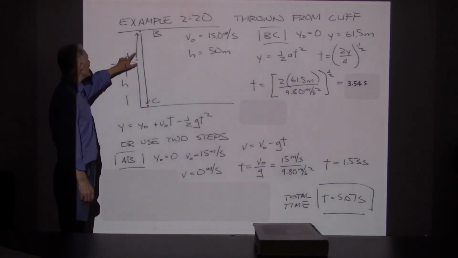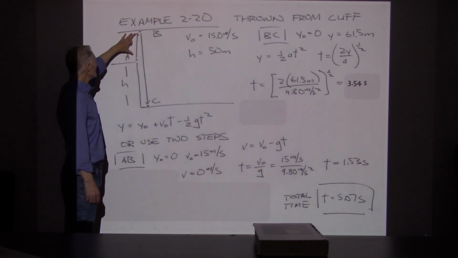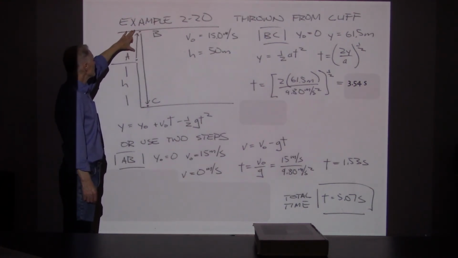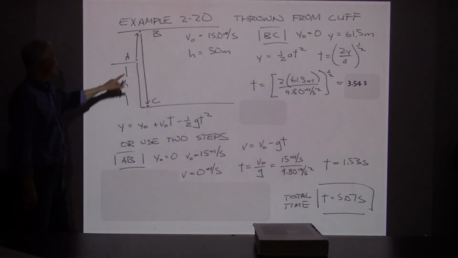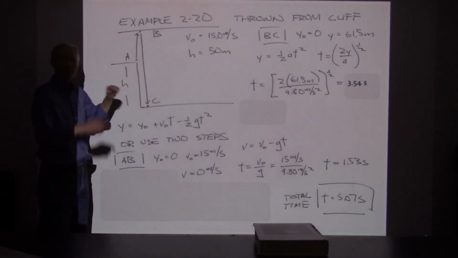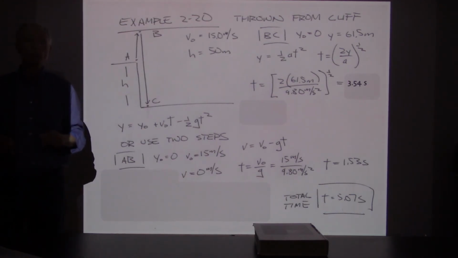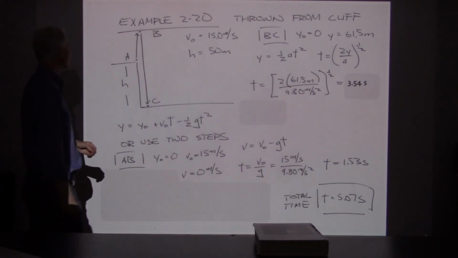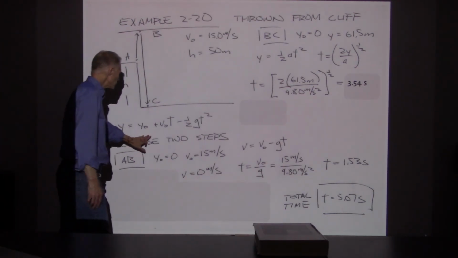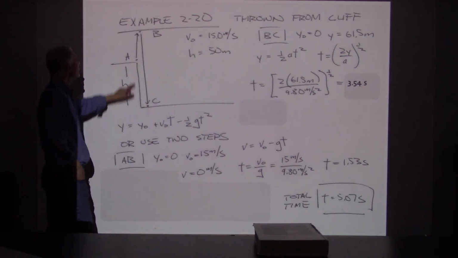Now, we could use one equation right here, that would work, try it both ways, but I'm going to break it into two pieces. I'm going to find out how much time it takes to go from A to B, and then from B to C. Now notice B to C is longer than A to B because C is much farther now. It's not coming back to the same elevation, it's dropping 50 additional meters. So anyway, I'm going to use two steps. So I'm going to break this into A to B.